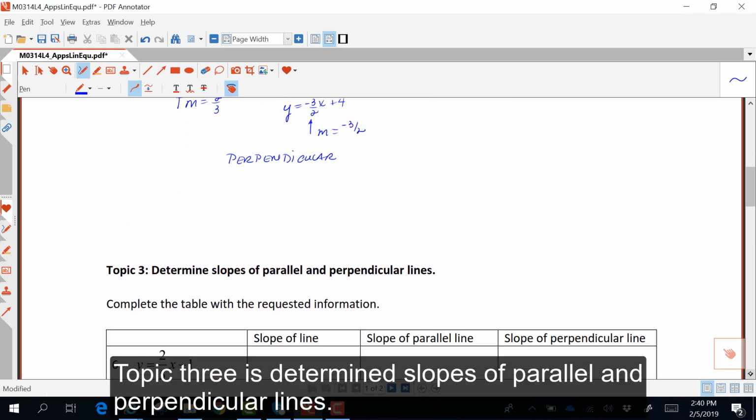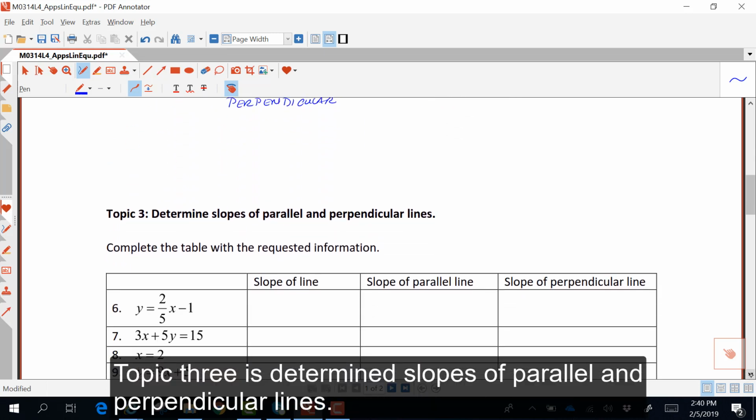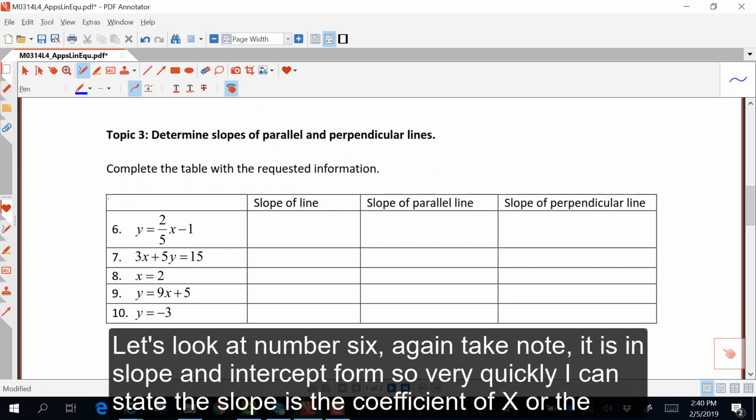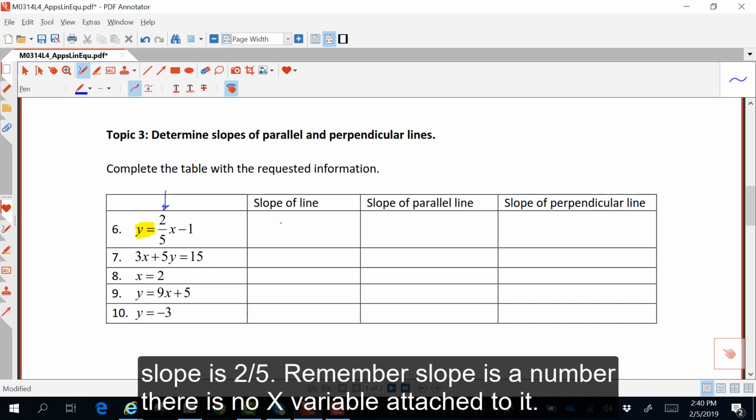Topic 3 is determining slopes of parallel and perpendicular lines. Let's look at number 6. Again, take note. It is in slope-intercept form, so very quickly I can state the slope is the coefficient of x, or the slope is 2/5. Remember, slope is a number. There is no x variable attached to it.